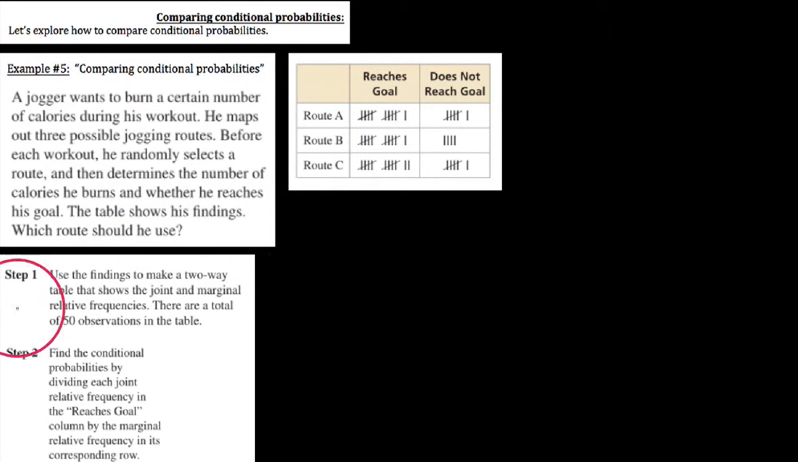And so when we look at this, step 1, what would we do first? We'd use these findings to make a two-way table that shows the joint and marginal relative frequencies. There are a total of 50 observations in the table.